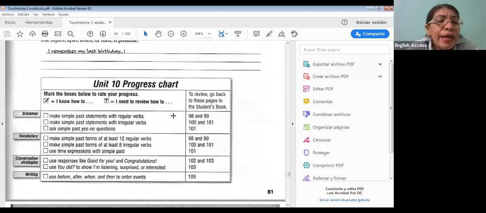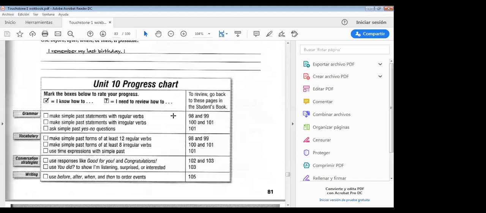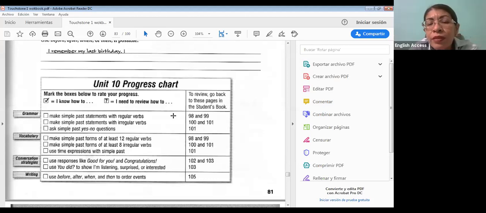Now it says, the second part, make simple past statements with irregular verbs. Do you remember the irregular verbs? Do you remember the exercise that we did in the vocabulary notebook? We have a chart full of verbs in simple past and they are irregulars, like ate, wrote, swam, felt, etc. They are in your vocabulary notebook, in the student book.